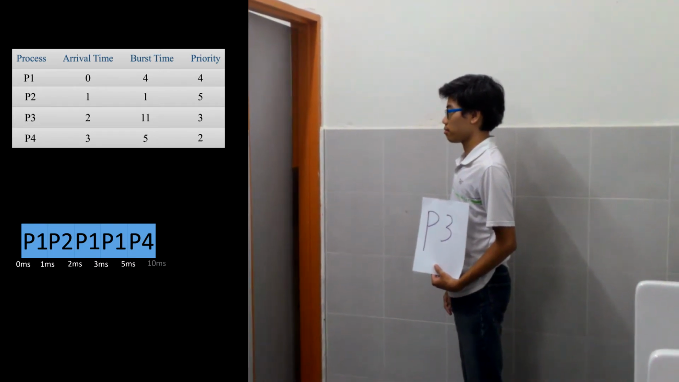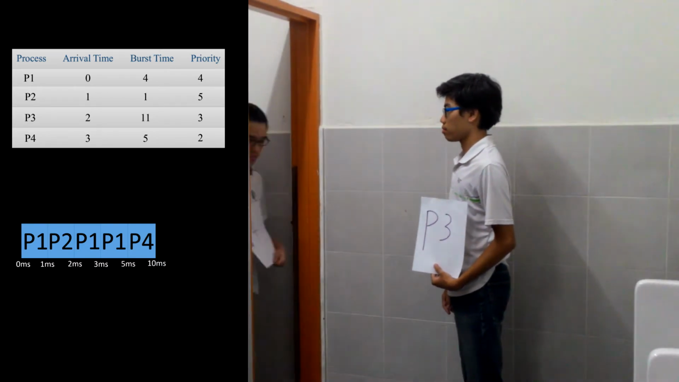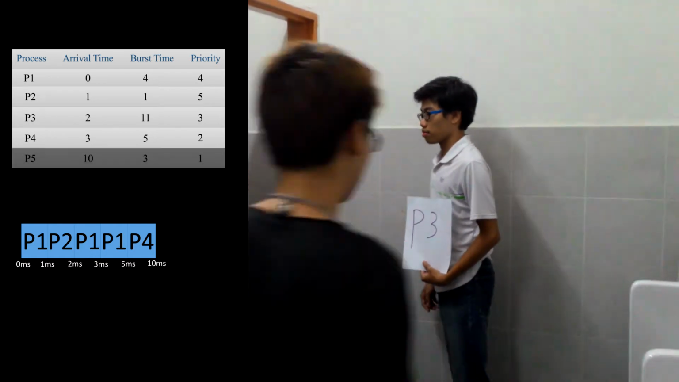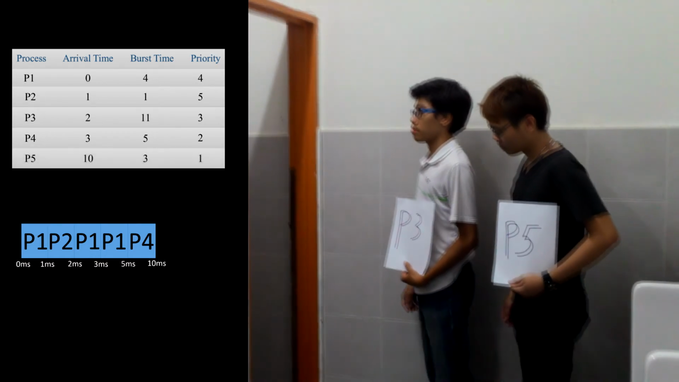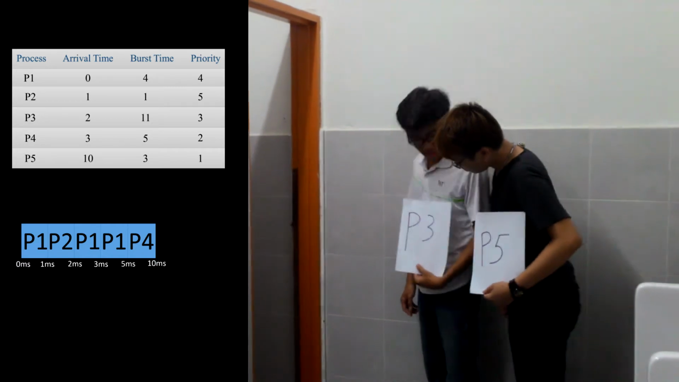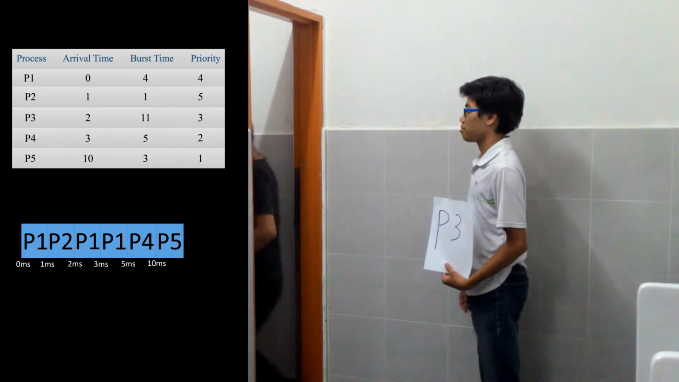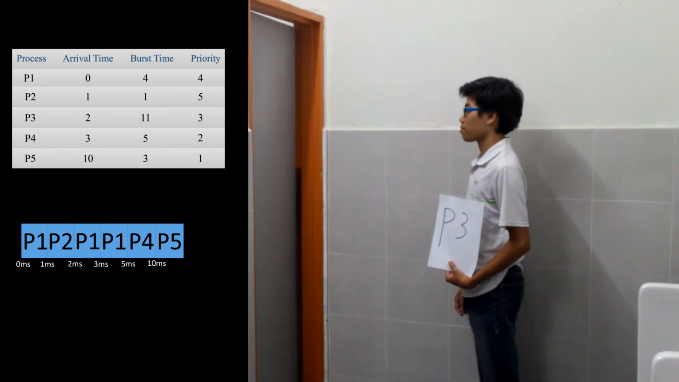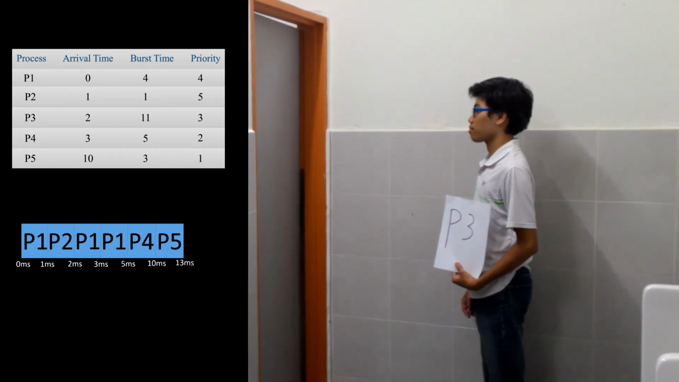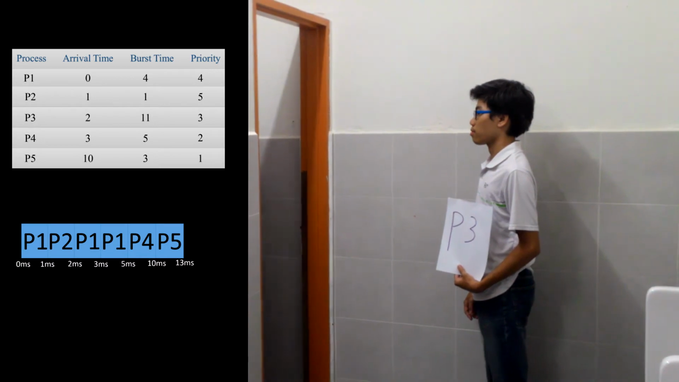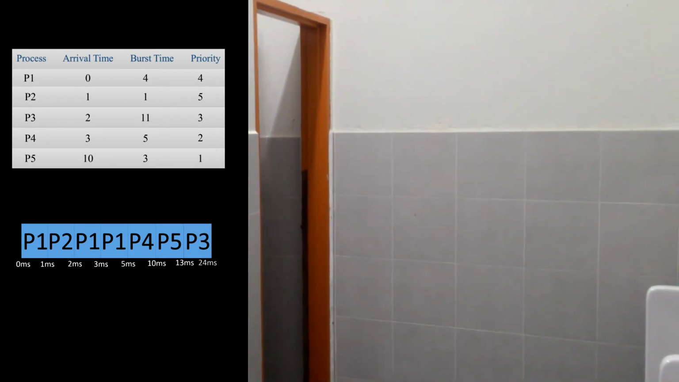P4 finishes at 10 milliseconds, then P5 arrives. P5 checks burst time with P3, P5 has the shorter burst time, so P5 enters first. P5 finishes at 13 milliseconds, then P3 enters until 24 milliseconds, finish.